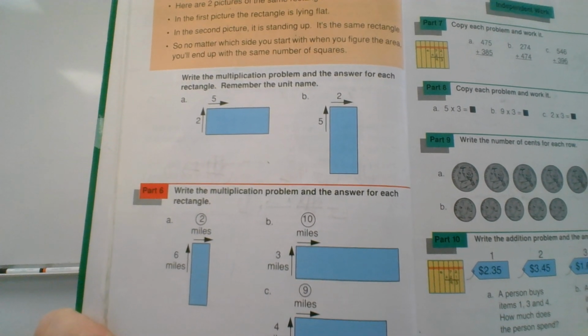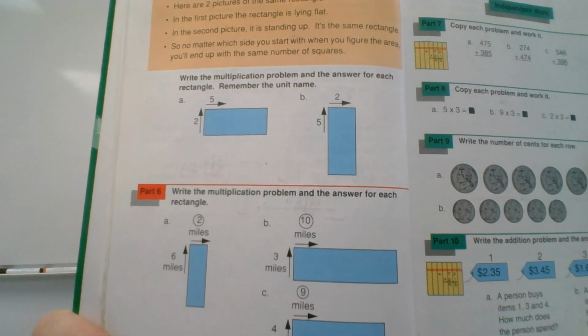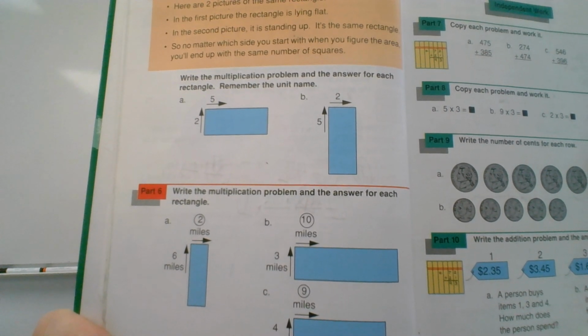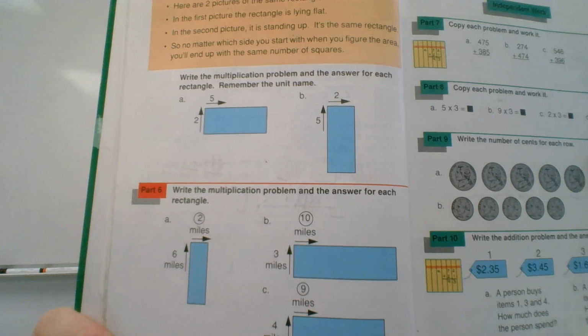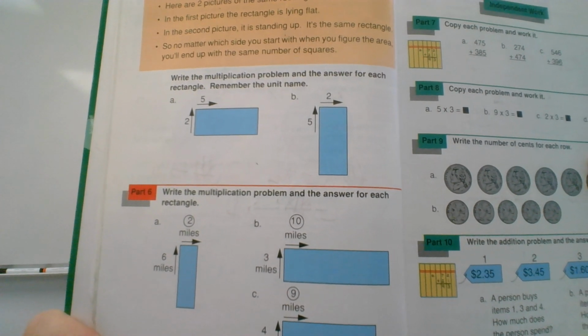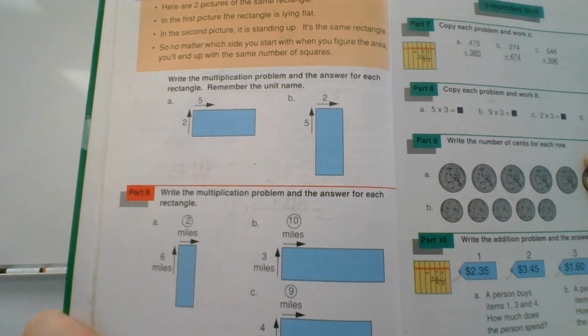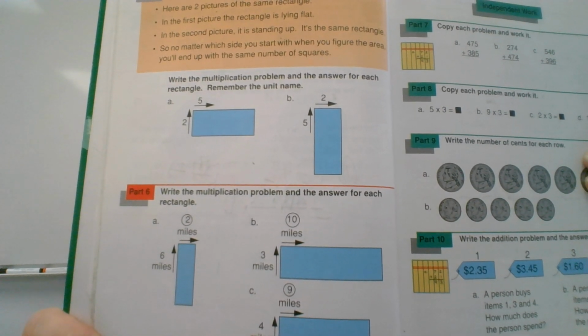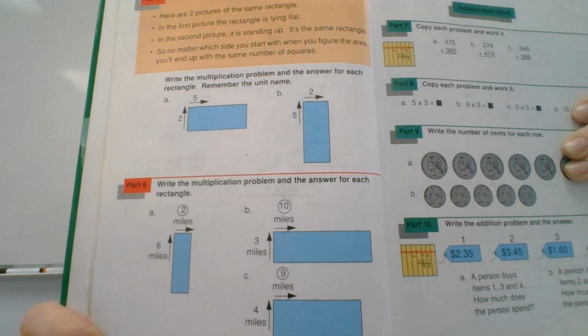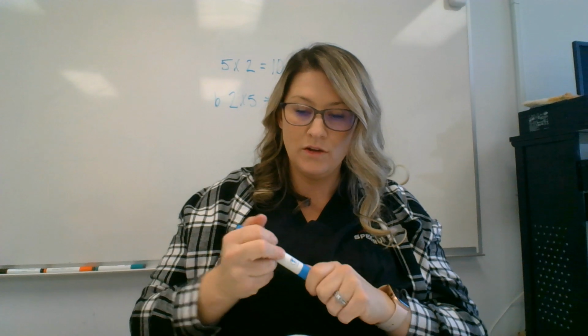Touch rectangle B. Start with the circled number. The multiplication problem is 10 times 3. Go ahead and touch rectangle C. Start with the circled number, and the multiplication problem is 9 times 4. I'll read the instructions. Write the multiplication problem and the answer to each rectangle. You can go ahead and do that. When you are finished, we are heading over to our workbook.